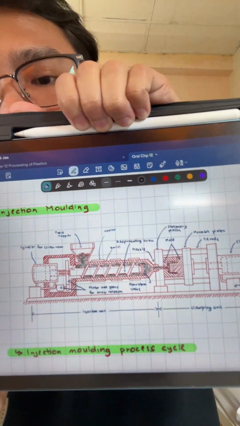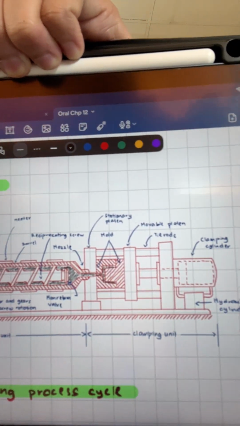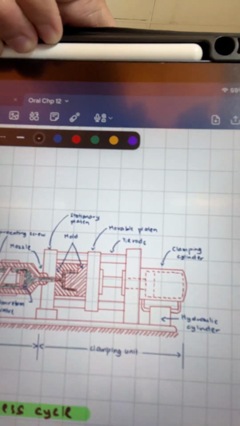For the second question, select and explain a suitable and economical process to produce the plastic product below with diagrams. So for the plastic product, which is a car bumper, the most suitable and economical process is injection molding. So this is the process of the injection molding, which I have sketched, and all the labels for the parts of the process are shown in the sketch.